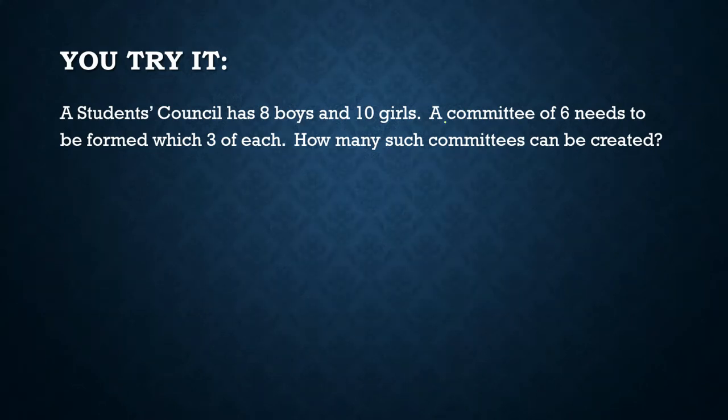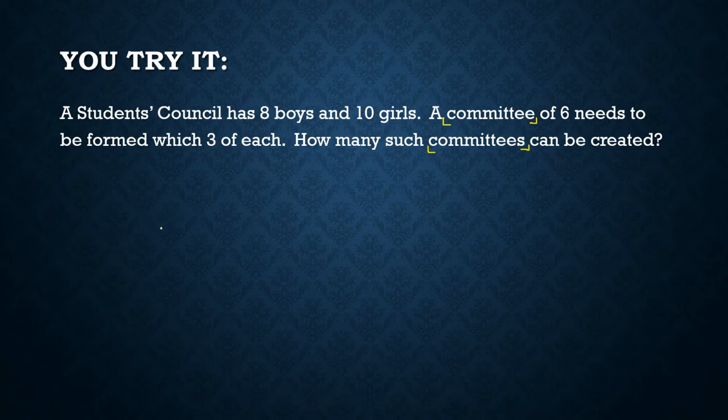So committees, big keyword, work well with combinations, because in a committee, it doesn't matter who's chosen first. When you see committee, you should be thinking right away combinations, not permutations. When they have specific positions like president, vice president, etc., then you'd be using permutations. Here you're using combinations. If you want to pause the video and try this question on your own, please do.